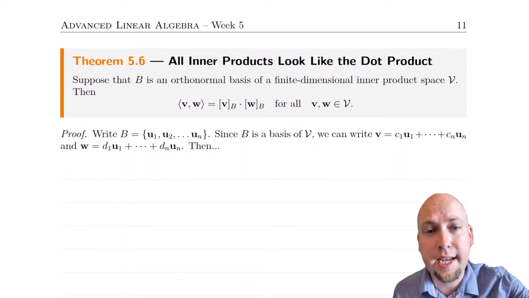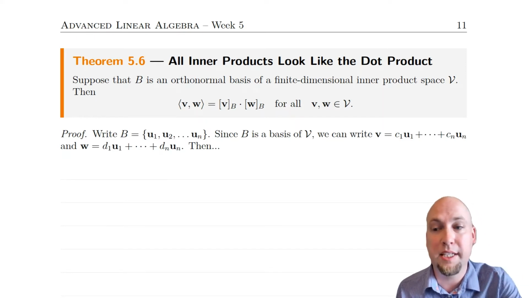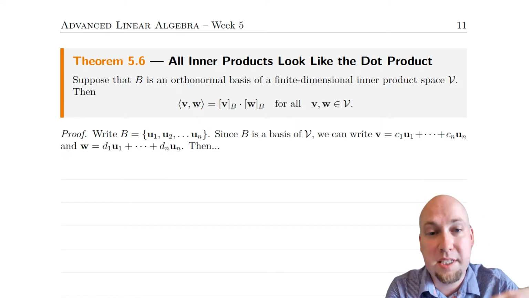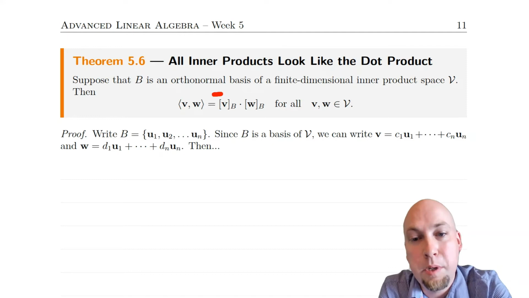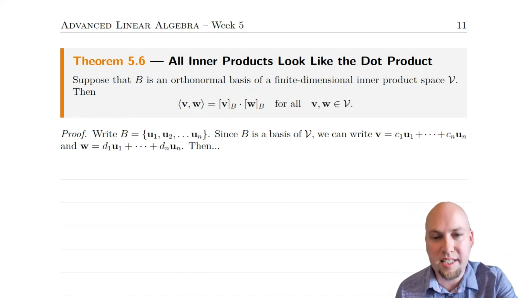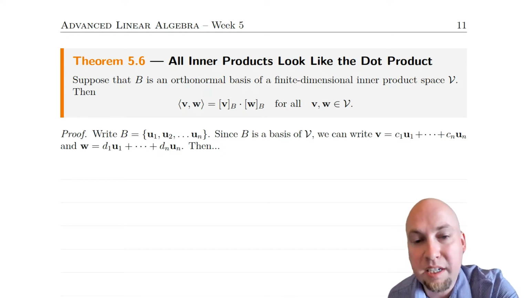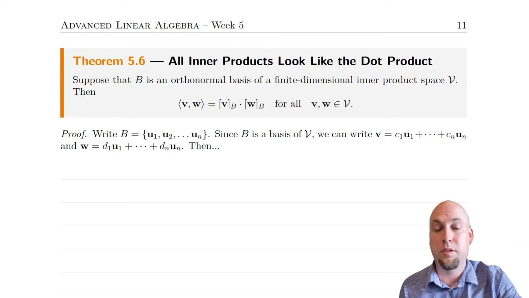And we actually don't need any sort of mathematical preliminaries to get to this. We can dive right into the main theorem of the lecture. And here it is. The theorem says all inner products look like the dot product as long as you're looking in a certain basis. So suppose that you've got some orthonormal basis of a finite dimensional inner product space V. Okay, so this is really important. The statement of the theorem is not true if you forget about this word orthonormal here, and we'll see in the proof where that comes from.